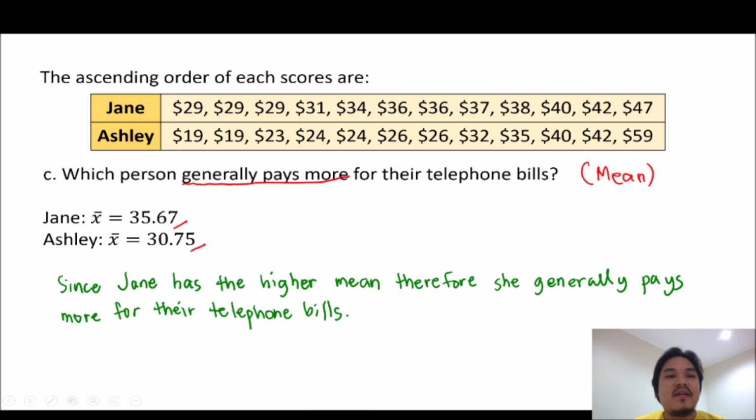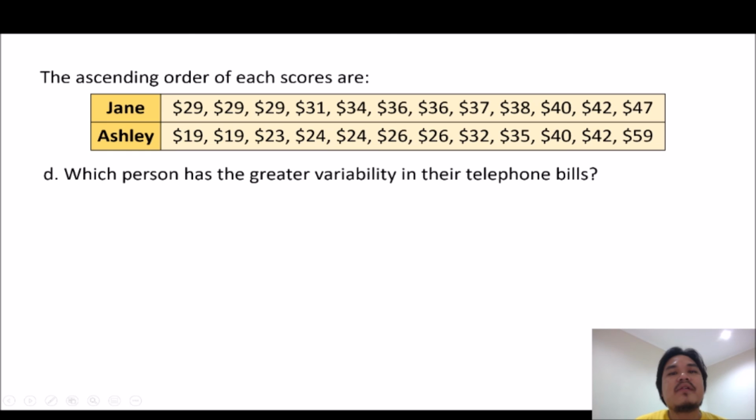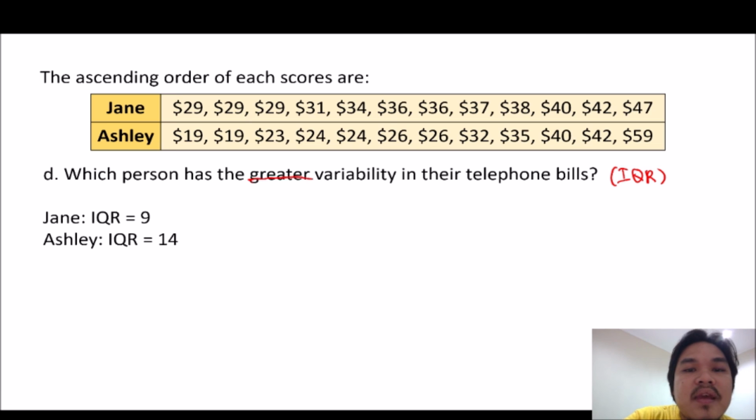Okay, so let's have the fourth question. Which person has the greater variability in their telephone bill? So we will consider the value of the interquartile range. In our previous calculations, Jane has an IQR of 9 and Ashley has an IQR of 14. So greater variability means higher value of IQR. Since Ashley has the higher value of IQR compared to Jane, then she has the greater variability.